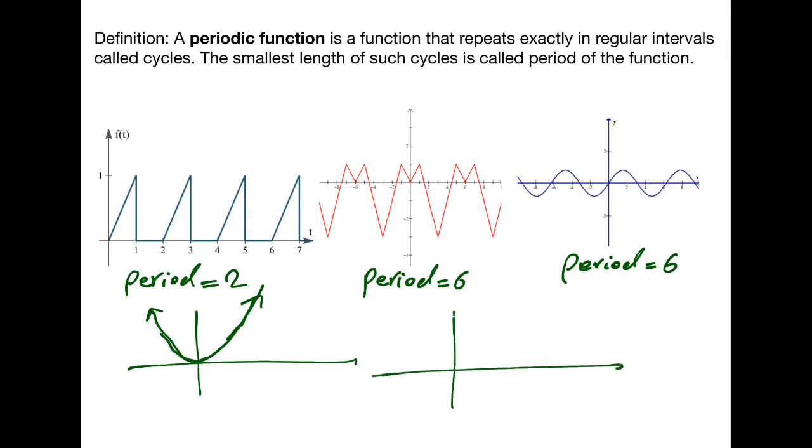Another example could be something like this. This one is not periodic because although it is oscillating, the oscillation here is damped. On the intervals, it's getting closer and closer to the x-axis. So it's a damped oscillation. So this function is not periodic. The values are not repeating themselves. So that's pretty much everything I wanted to tell you about periodic functions.